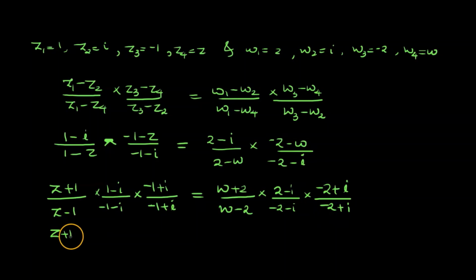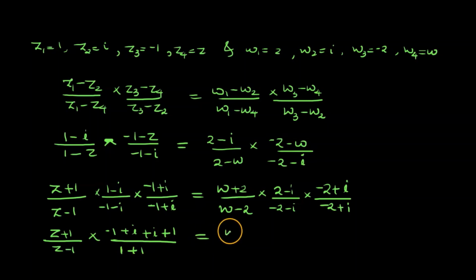So what we get? (z plus 1) by (z minus 1) remains the same. So multiply 1 into minus 1, minus 1 plus i, minus i into i square, minus 1. So this is plus 1 divided by (minus 1 minus i) into (minus 1 plus i) again. A plus B into A minus B, that is A square minus B square, is minus 1.